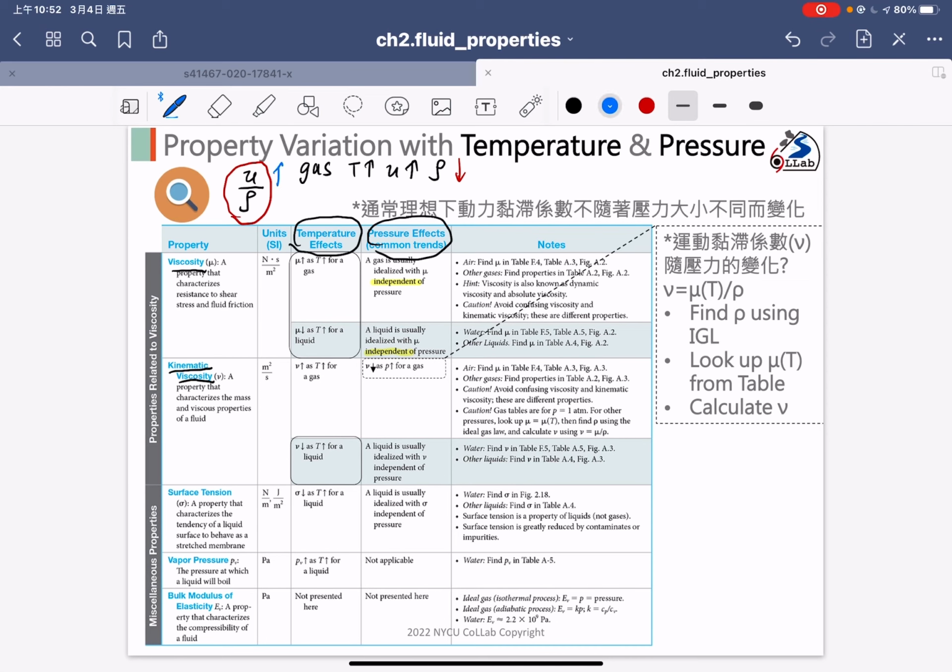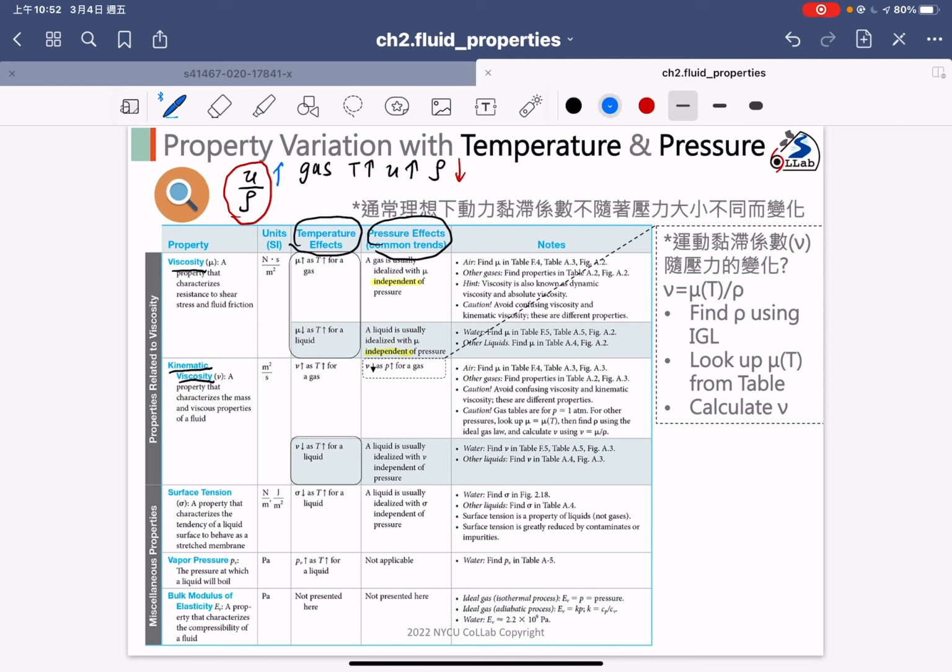The kinematic viscosity will decrease. 这里的话，因为密度也减少，然后动力粘滞系数也减少，所以其实我们没办法直觉去分辨它要减少还是增加。但是结果是减少的，所以这个大家可能就要用记的。Okay, so for the liquid, the temperature increases and the kinematic viscosity decreases.